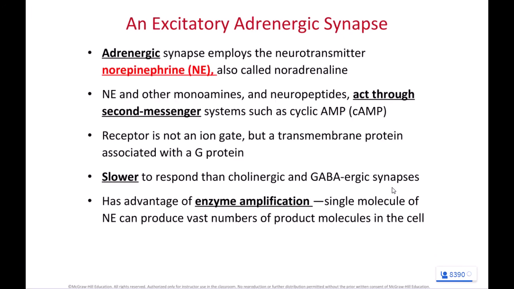We also have adrenergic synapses. These are synapses that employ adrenaline. Now it's more commonly referred to as epinephrine. And they also are going to respond to norepinephrine as well. These are going to be synapses that respond to the secondary messenger system. We talked briefly about that, I believe, in Chapter 2 of Unit 1 of this class, way back in February.